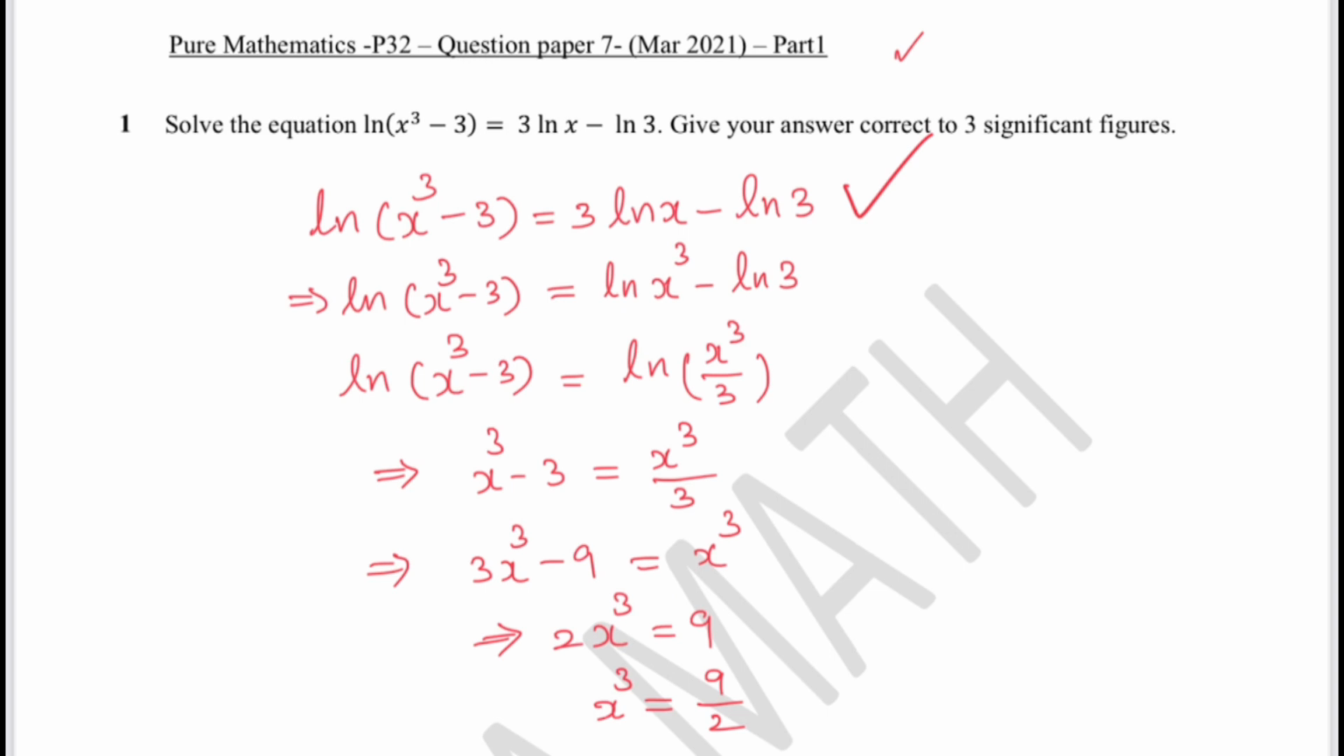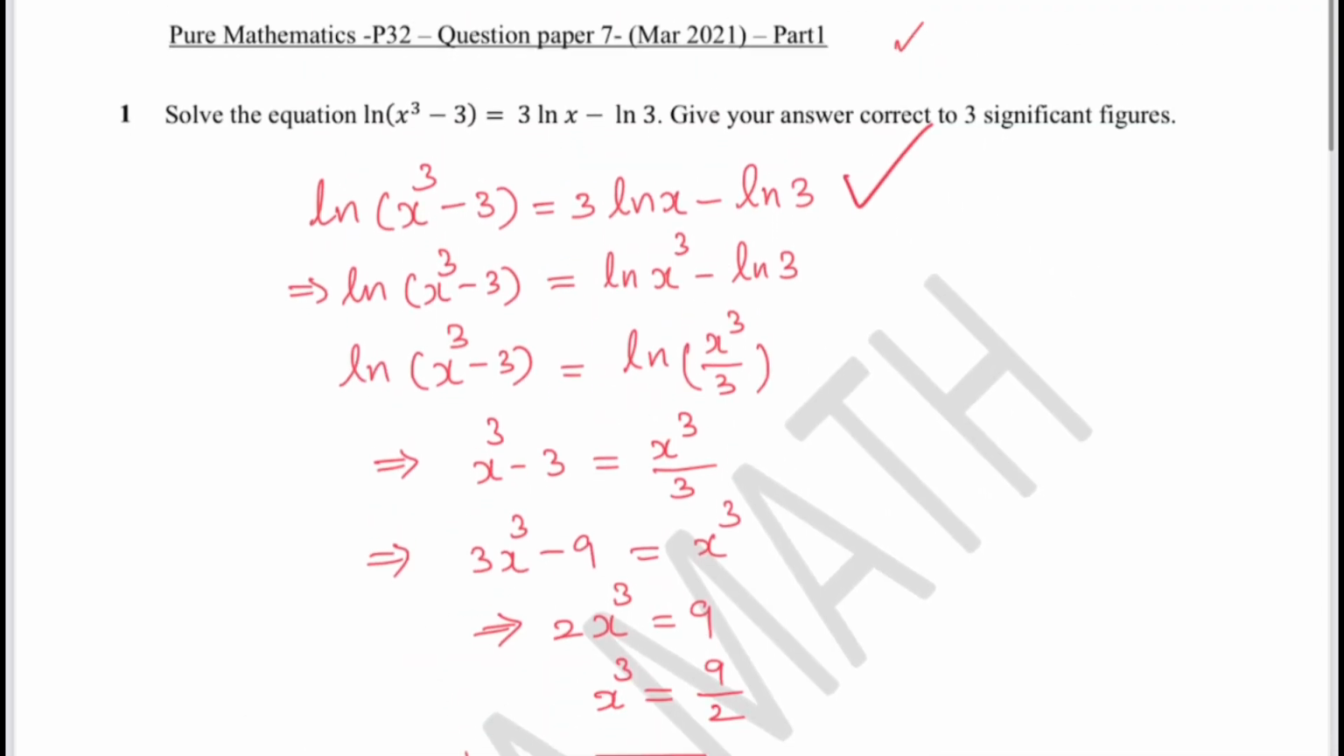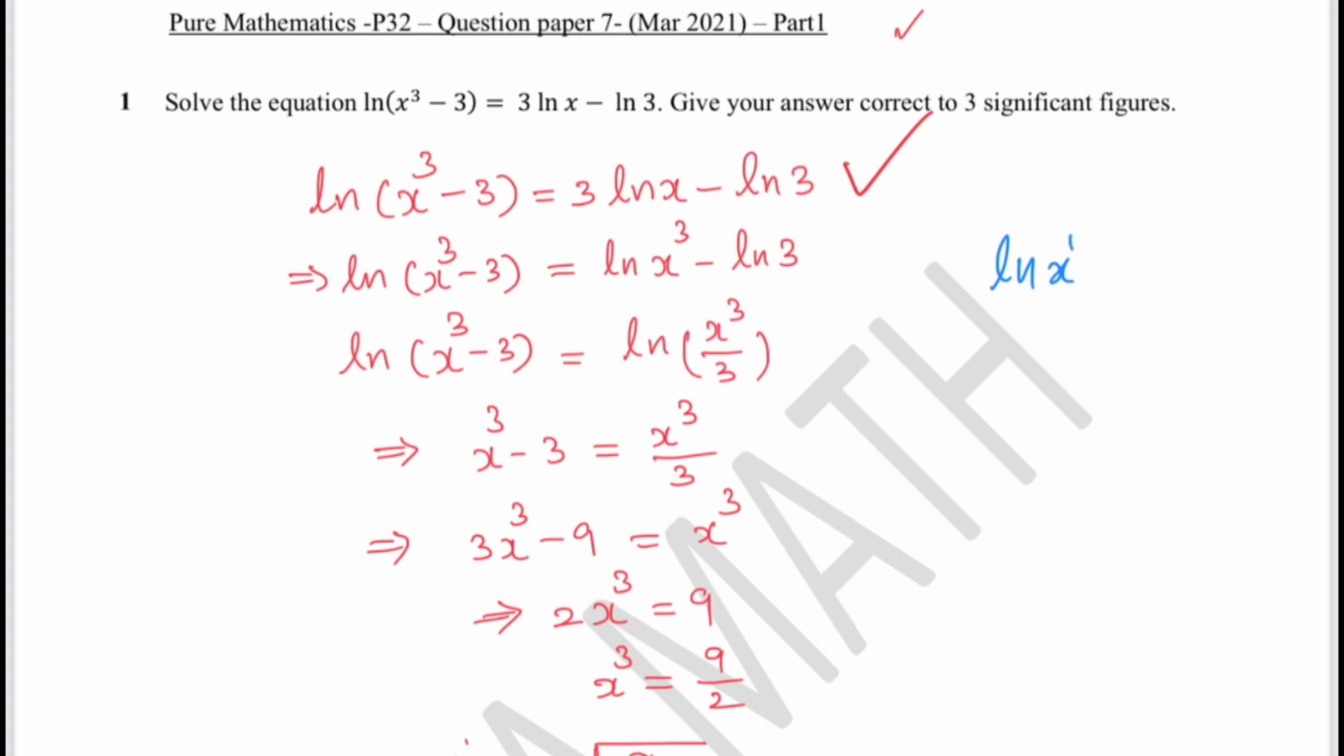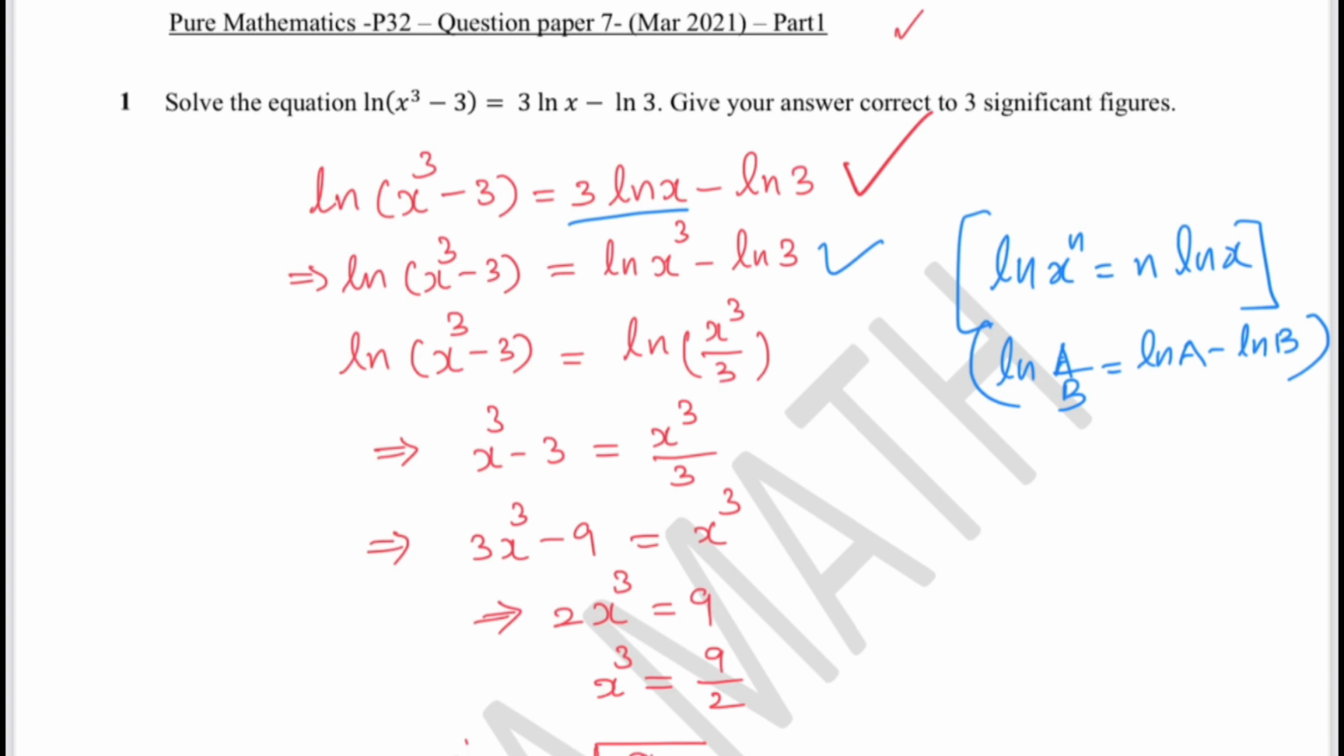Then the right side, you can use the power rule of logarithm. That is, log x power n is n times log x. So that 3 log x becomes log x to the power 3. That's the second step. Then use the division rule of logarithm. Log a minus log b is log a over b. So the right side becomes log x cube minus log 3, which is log x cube over 3.